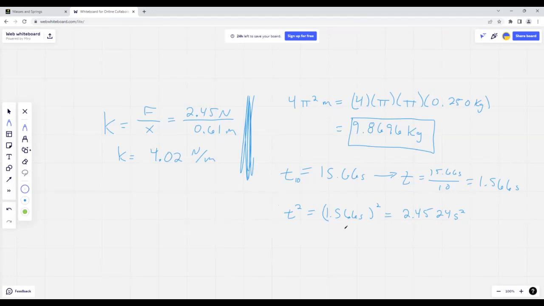Okay, and then finally, I can use that to find a spring constant, which I know we already found, but we're going to find it through a different method here. And then after all this work, I really hope it matches.